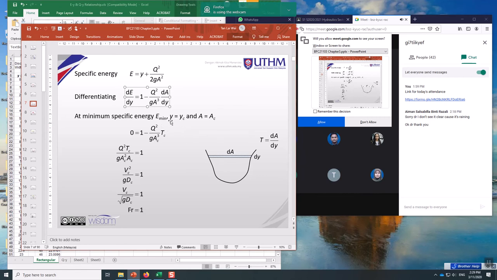And then, setting dE/dy equals 0, what I'll get is these expressions become 0. So I rearrange everything.